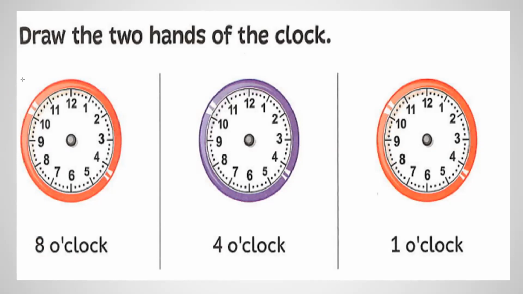So we are going to draw the two hands. The short will be pointing at 8 like that. And the long will be on 12. So this is 8 o'clock. Next, here can you read? This is 4 o'clock. So 4 means that the short hand will be on 4 like that. And the long hand, as usual, it's on 12.